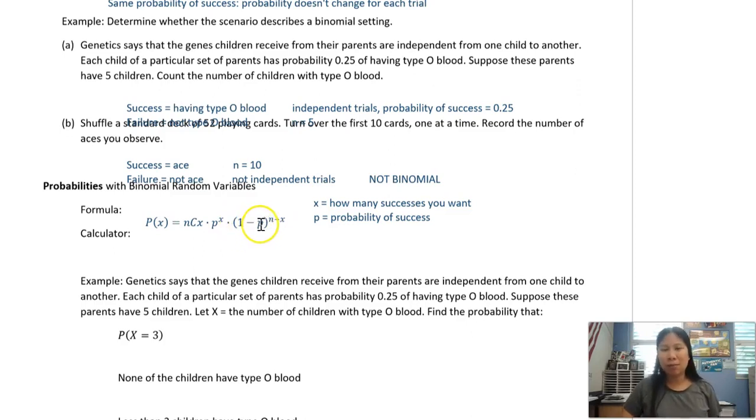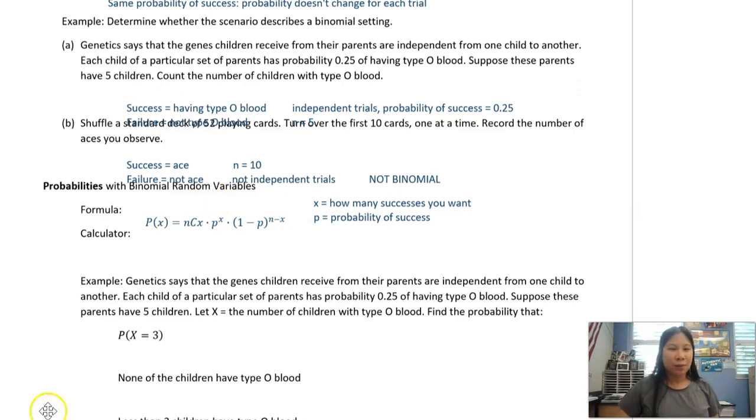Because if P is the probability of success, 1 minus P would have been the opposite of a success, so a failure. So this is how many failures you want, N minus X. So this would be how you do it by hand. Obviously we have a calculator way because we are statisticians, we love our calculator.